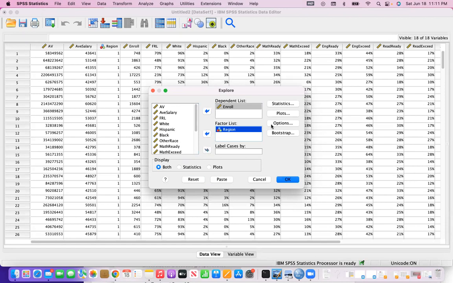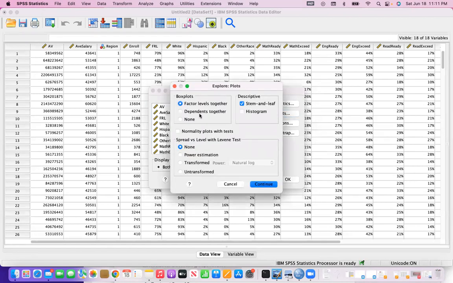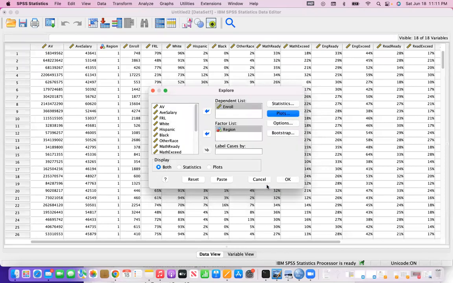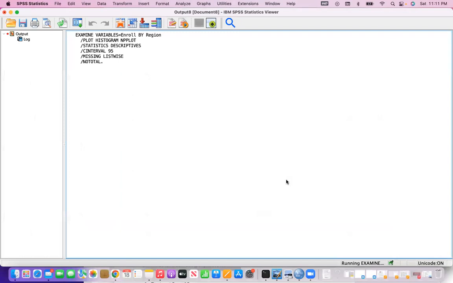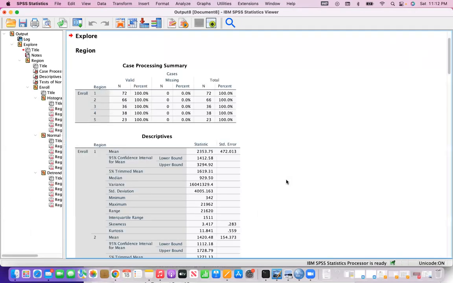From there, we're going to go to Plots. We don't want to look at a box plot. We want to look at a descriptive plot. We want to look at a histogram and not the stem and leaf. And we want normality plots with tests, so that we can actually check two things here whenever we are looking at this information. We'll click that, and then we're going to click OK. And once we do that, our data information will pop up.